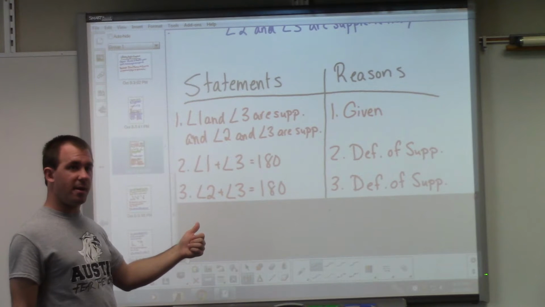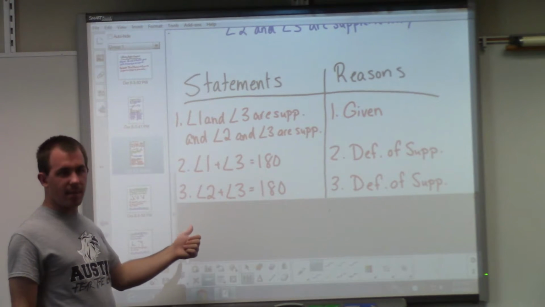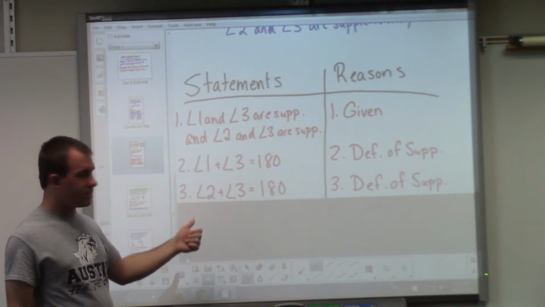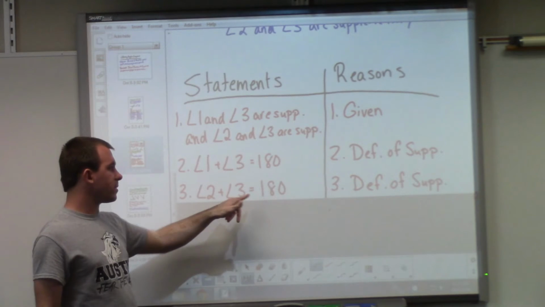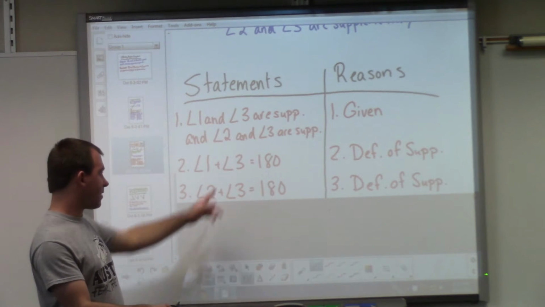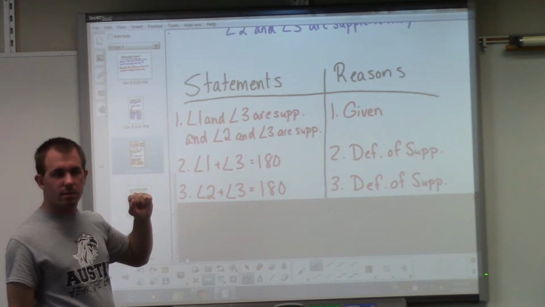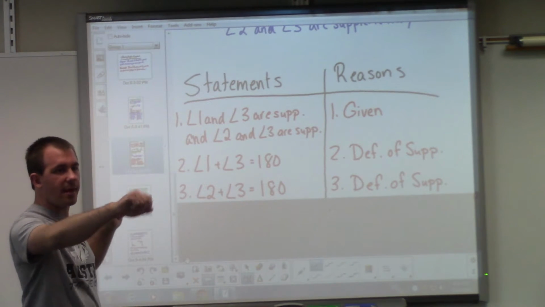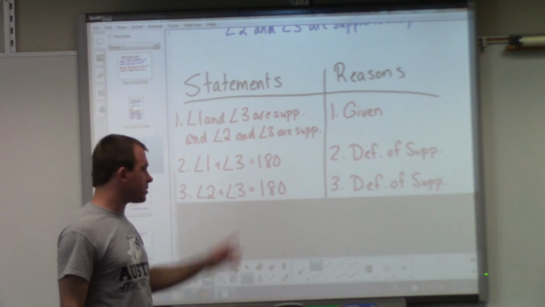Does this look familiar? It should. We just did something like it. Angle 1 plus angle 3 equals 180. Angle 2 plus angle 3 equals 180. What do they have in common? Yes, they've got the angle 3's. Good. What else? Yes, back there. Right, the 180s. The 180s are in common.